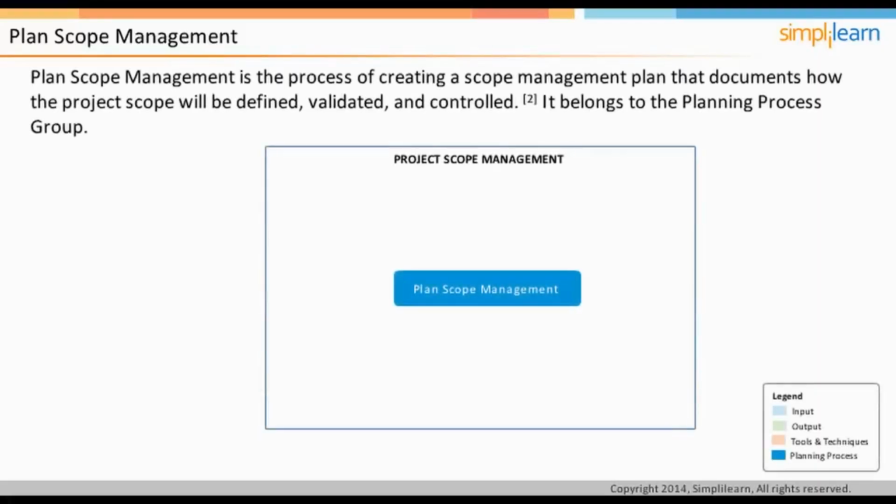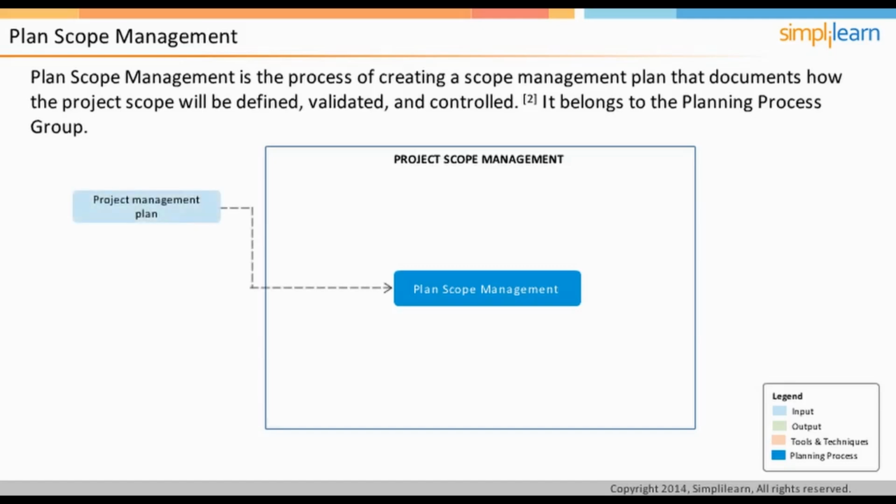The Plan Scope Management process creates a scope management plan that documents how the project scope will be defined, validated, and controlled. It is usually the starting point of the planning processes on a project. Understanding the scope and how it will be managed is fundamental to planning the other aspects of the project. Let us review the list of inputs to this process.